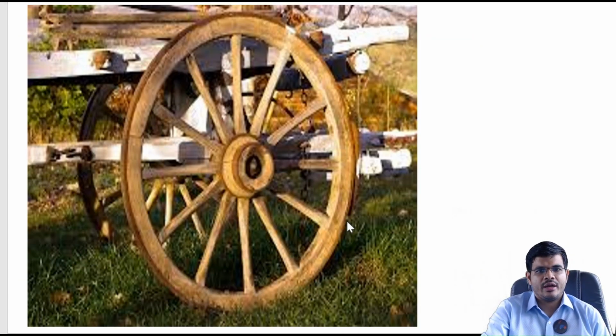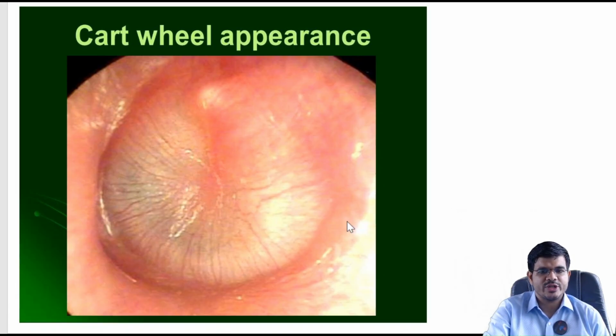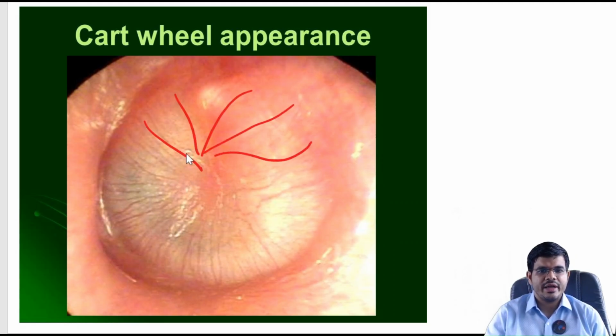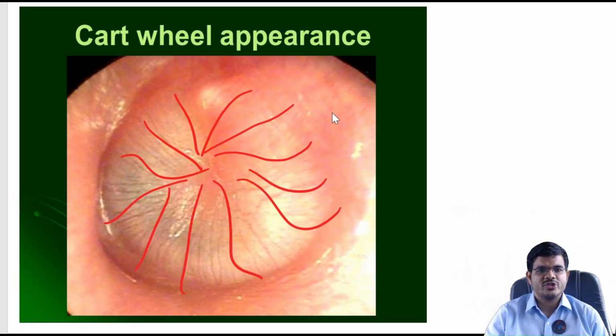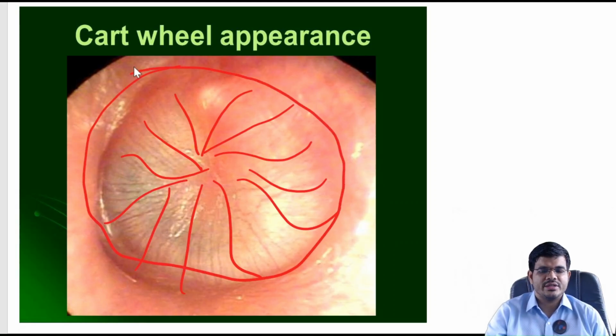Okay, and initially in the stage of pre-suppuration or hyperemia, there will be a peculiar appearance, what is called a cartwheel appearance. Why? Because of the radial blood supply that is occurring. Okay, you have the blood vessels arranged in a radial manner like this. Okay, so it appears like the spokes of a cart, and that is why it's called a cartwheel appearance.